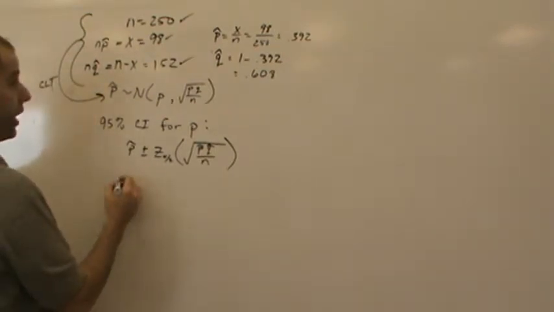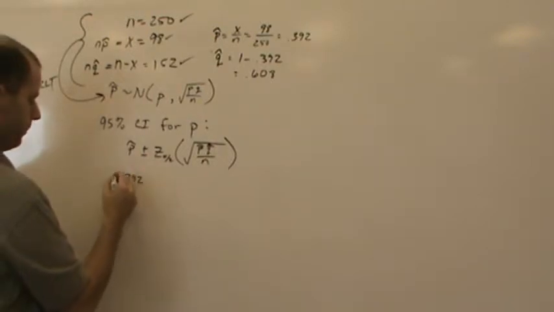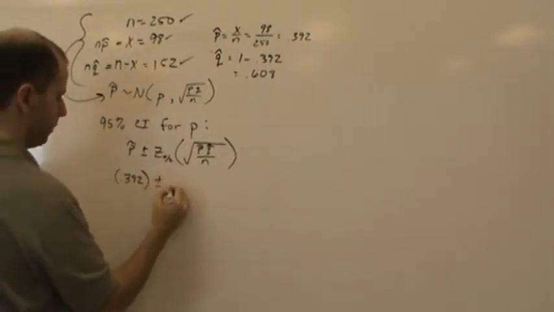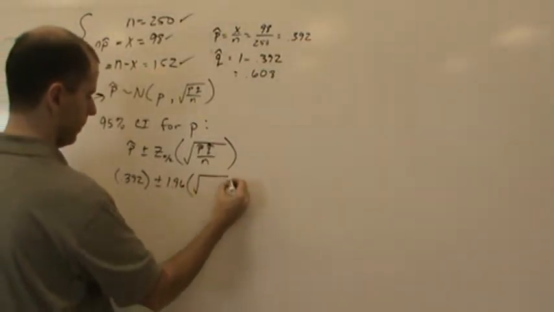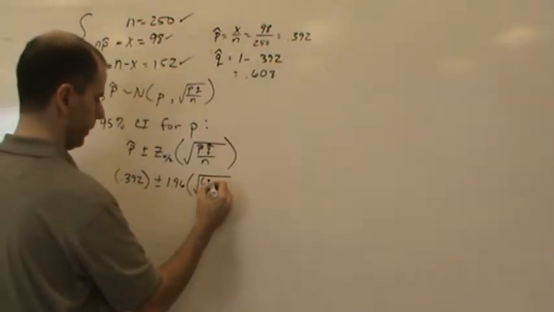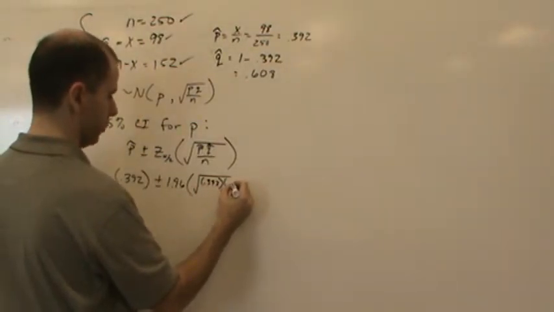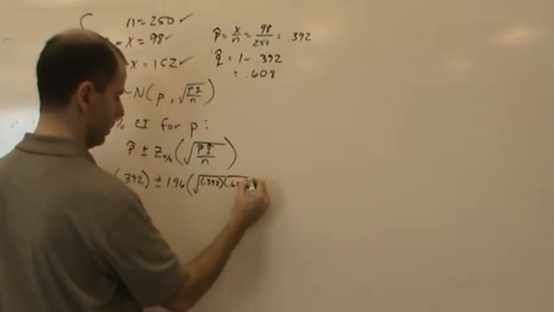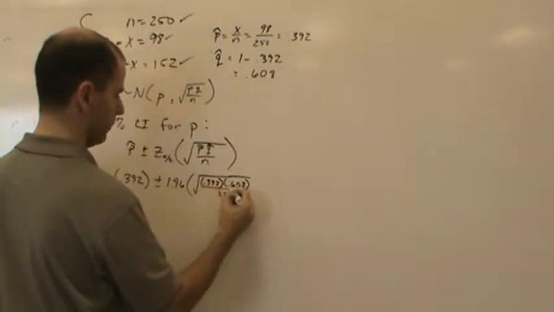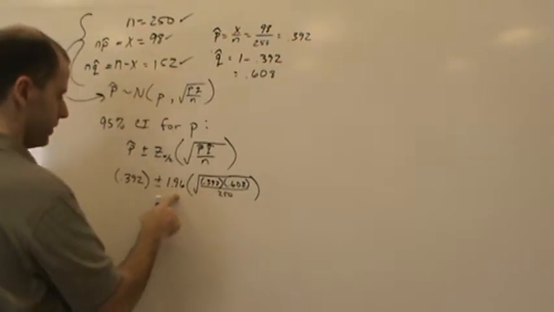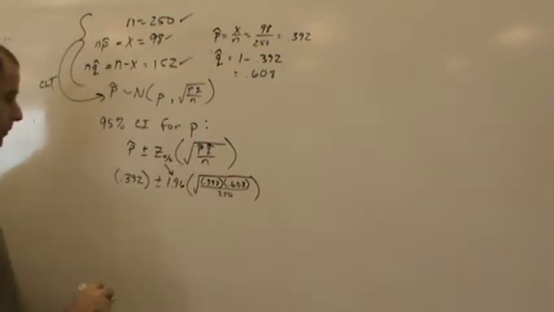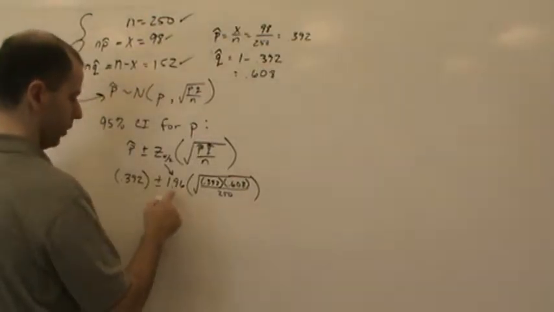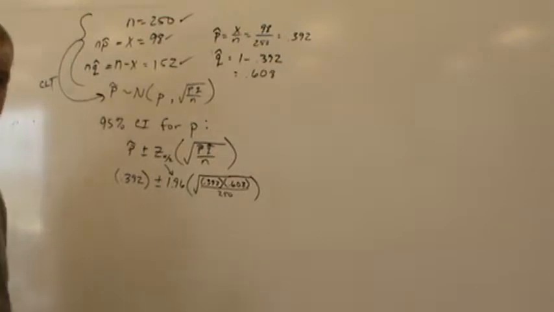So I'm going to just plug and chug. This is going to be 0.392 plus or minus 1.96 times the square root of 0.392 times 0.608 divided by 250. Now again, this z alpha divided by 2, if you don't remember, use the table or use your function inverse norm. So practice, practice, practice.